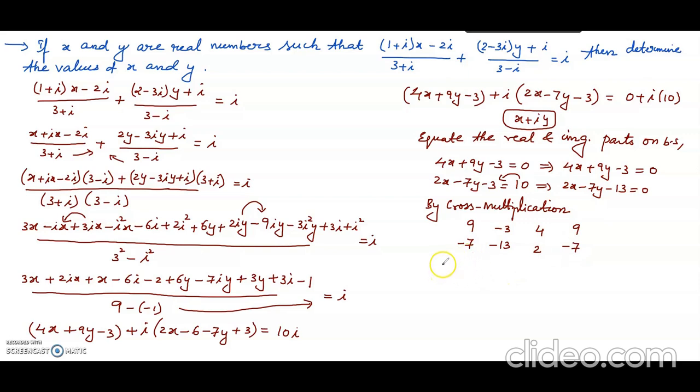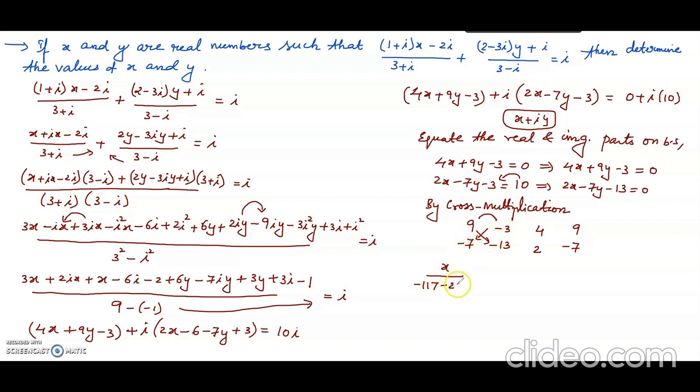Now you have to take a pair of 4 together. So these two you have to take, 1, 2, 3, 4, AD minus BC form. We have to write this AD minus BC. So what will be 13 into 9? This is minus 117. Okay, minus BC: minus 7 into minus 3 is plus 21.